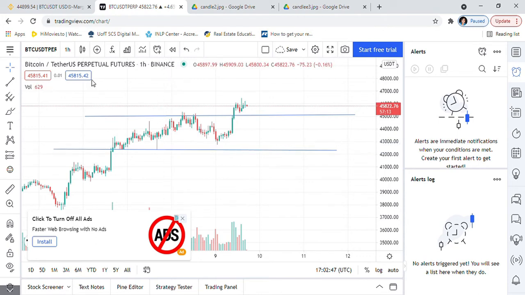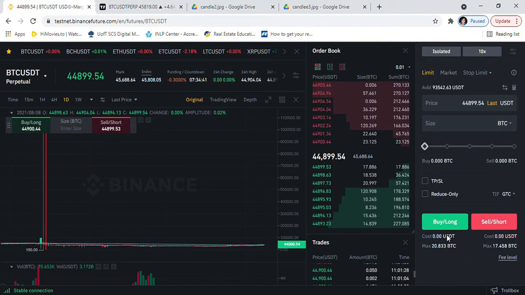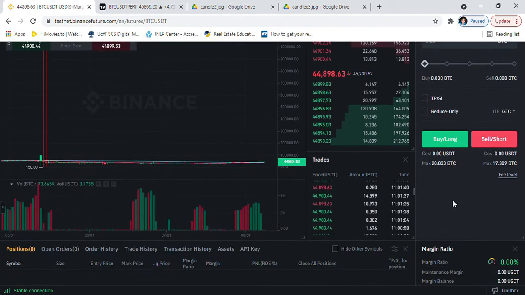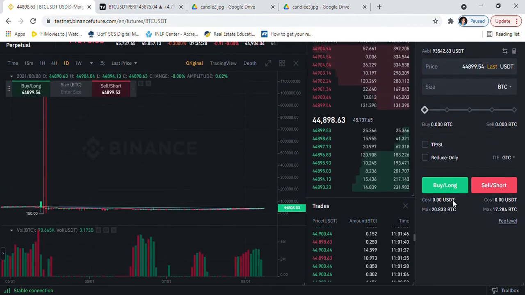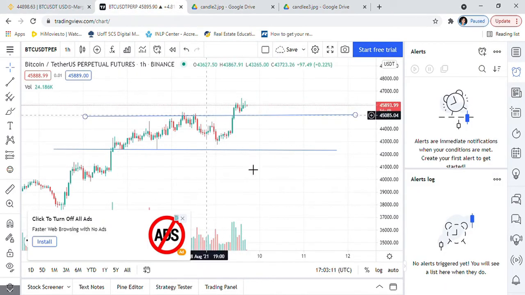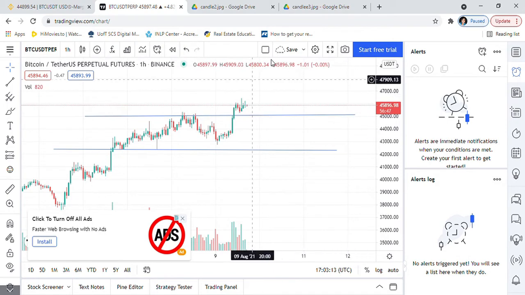You go on Binance right here. This is the practice account. Binance has a testnet where you can practice trading using fake money, so that you can get that skill mastered. So if I go here on TradingView, I did my technical analysis. By the way, this is called technical analysis.